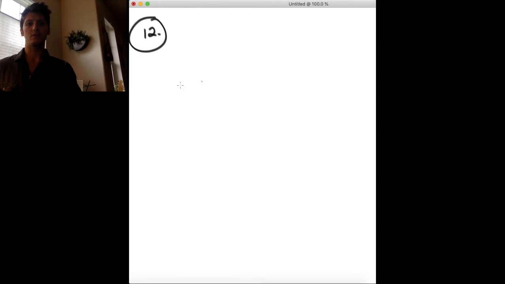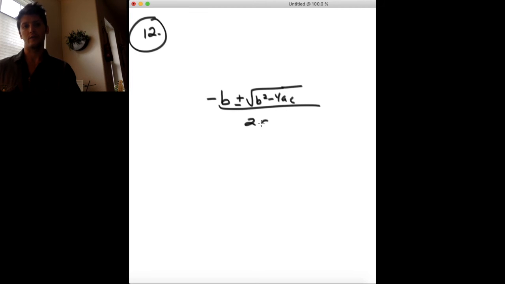Okay, so now to number 12. This question, if you look at the answer choices, you have plus or minus something over something. This is looking a heck of a lot like the quadratic formula, which is negative b plus or minus the square root of b squared minus 4ac all over 2a. That's all you got to do on this question.